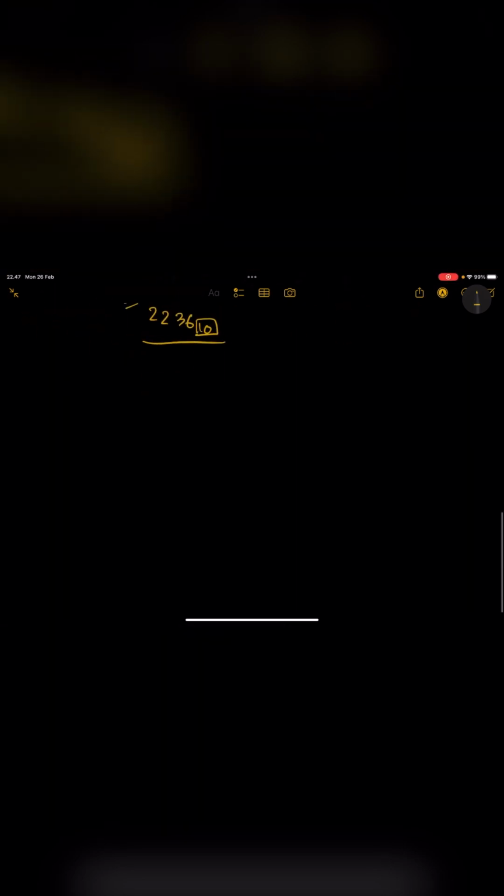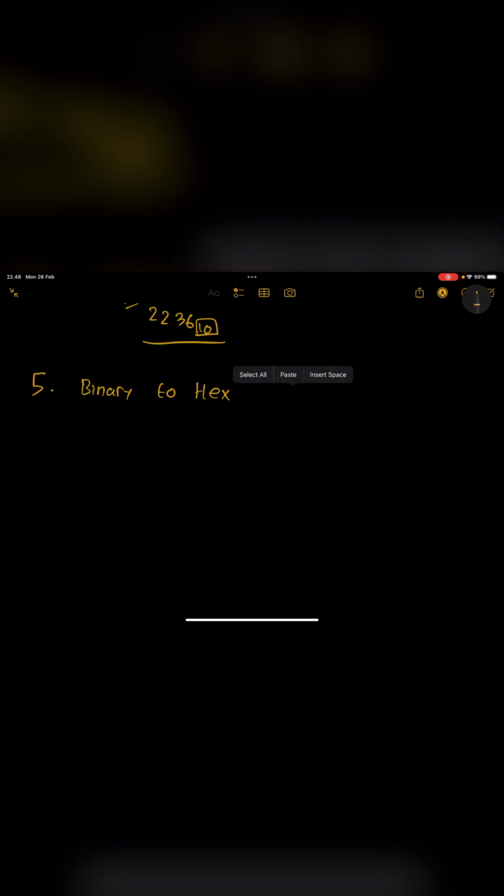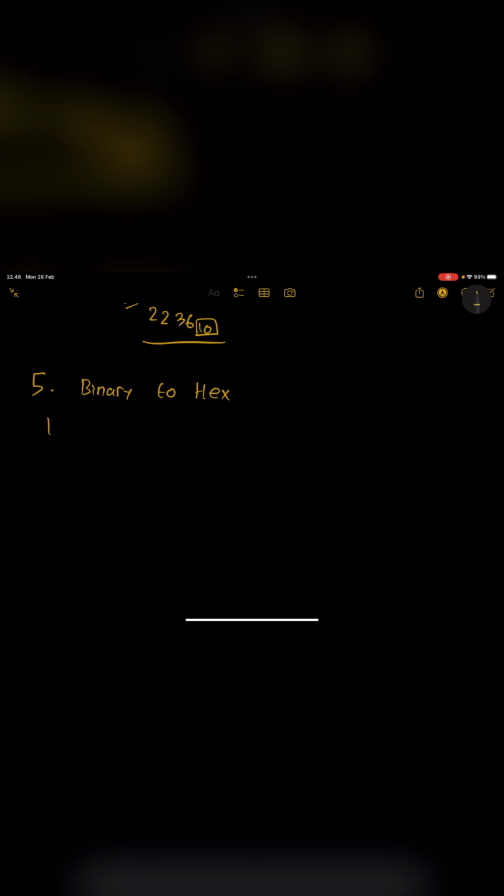Okay, so going on to the fifth part, which is binary to hexadecimal or hex. How to convert binary to hex. First, we have an example, which is 1011 1000 1101 with the basis of 2, because it's binary, will be equal to something with the basis of 16, because it's hex.